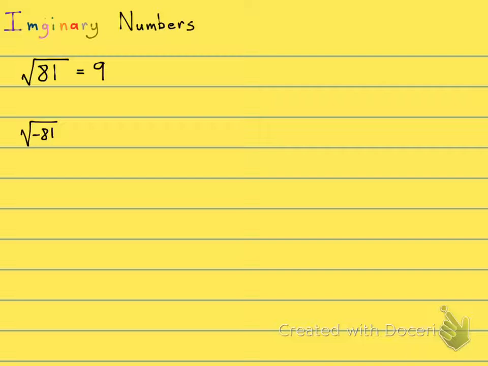And we said, well, what number squared would give me a negative 81? If you do positive 9 times positive 9, you don't get negative 81. And if you do negative 9 times negative 9, you don't get negative 81. So what we said in the past was that this is not a real number, and that's true. But now we're going to learn that this is actually an imaginary number. So we have imaginary numbers that will help us find answers to equations.